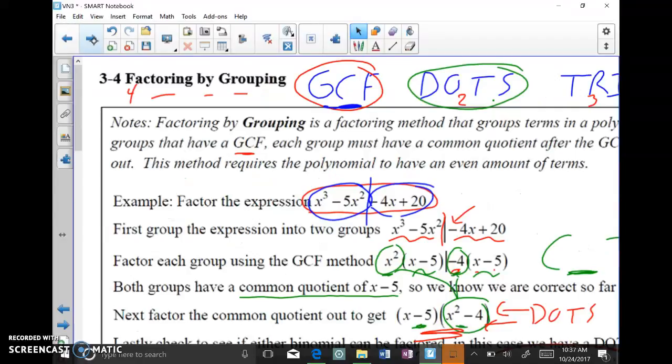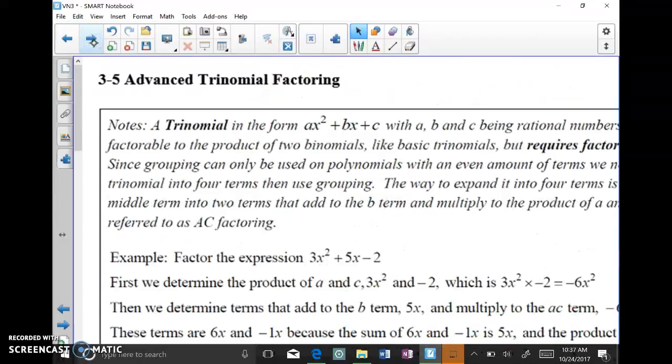The difference between basic trinomial factoring and advanced trinomial factoring is that we will have a number in front of x squared that is greater than 1. So that's our first time really seeing that, and it's not a GCF. That's important, because if you ever see a trinomial with a GCF, you want to start there. We'll talk about that in the next lesson on factor completely.